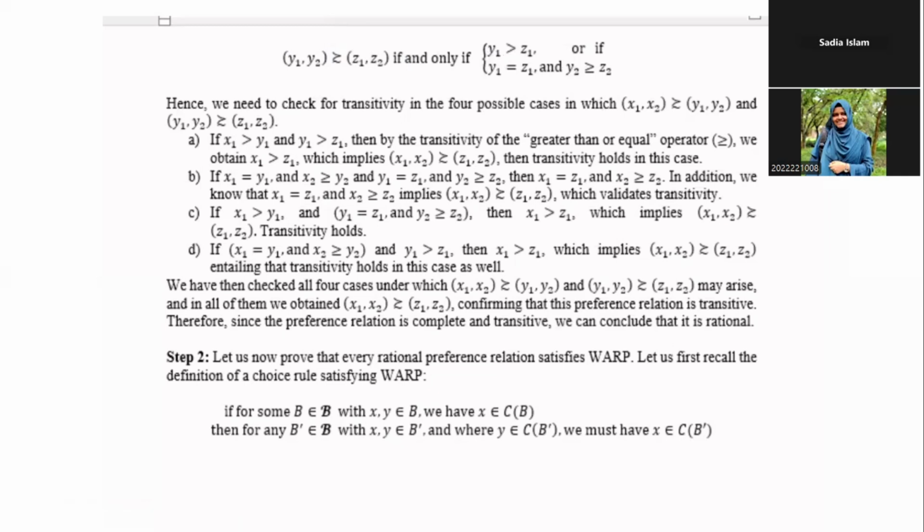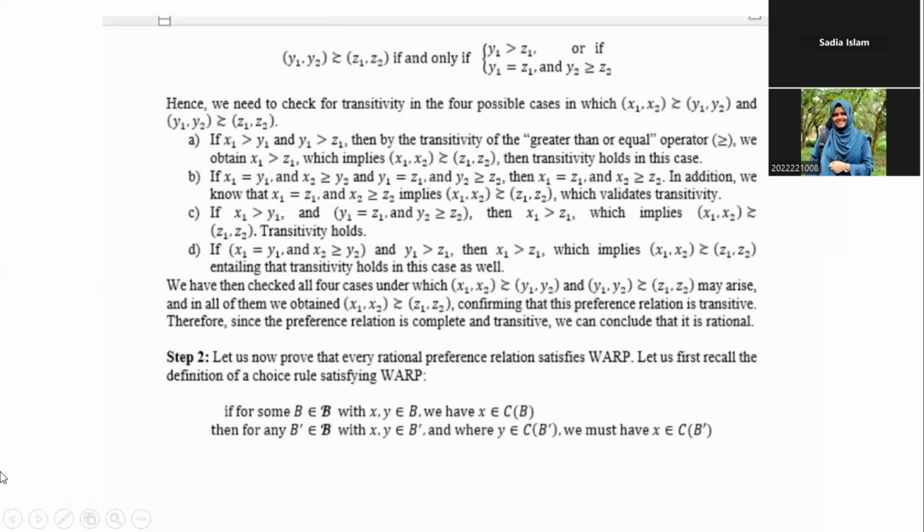In these four steps, we will show that each combination of the two conditions obeys the rule of transitivity. In each of the steps we show the transitivity condition for each of the conditions. For example, when X1 is greater than Y1 and Y1 is greater than Z1, we can say that X1 is greater than Z1. So this condition obeys the rule of transitivity.